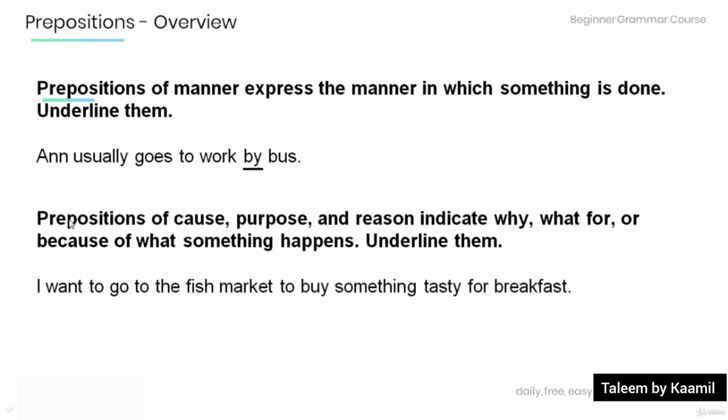Also note that prepositions of cause, purpose, and reason indicate why, what for, or because of what something happens. Read the following sentence and underline the prepositions of cause, purpose, and reason. I want to go to the fish market to buy something tasty for breakfast.